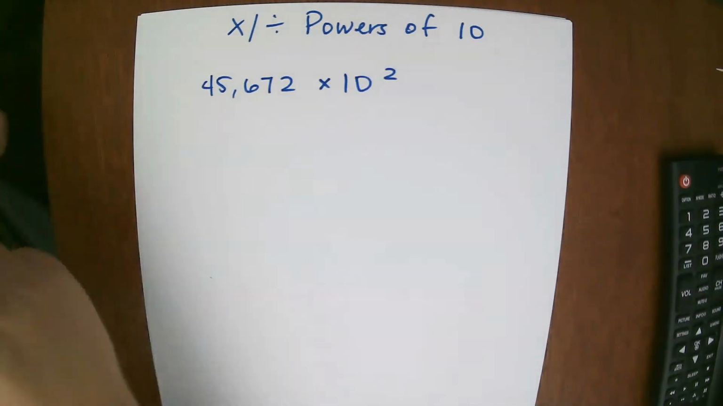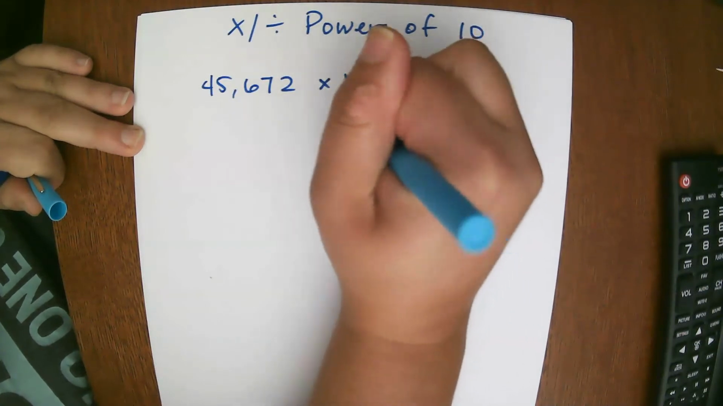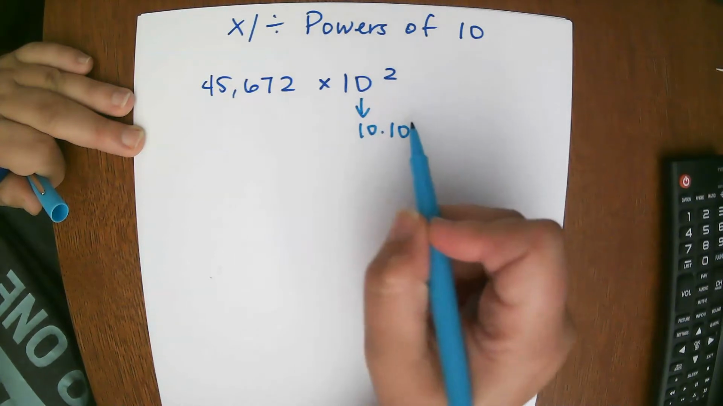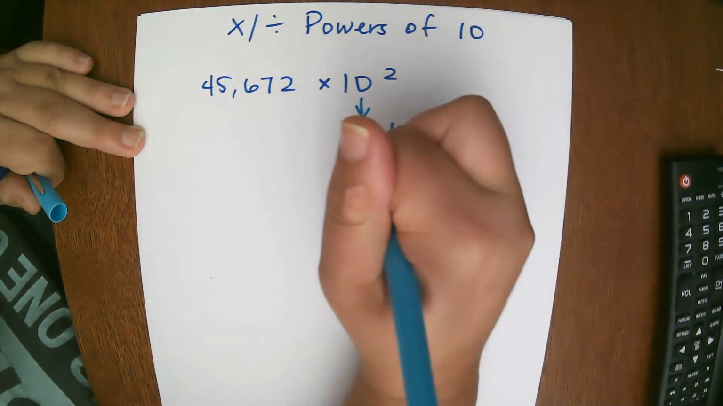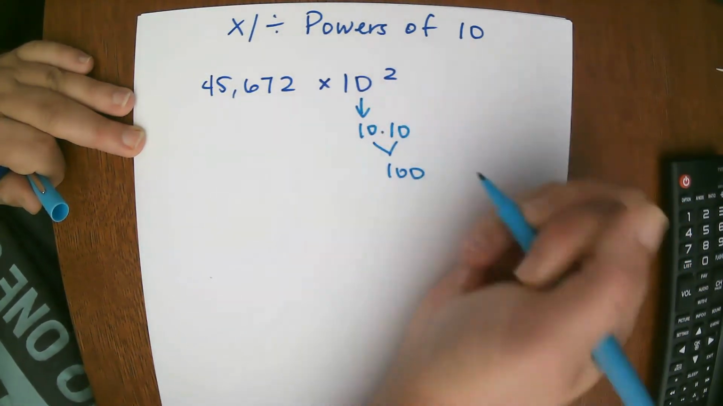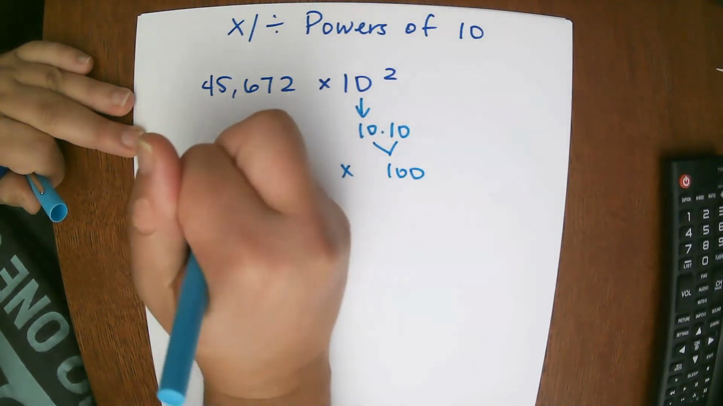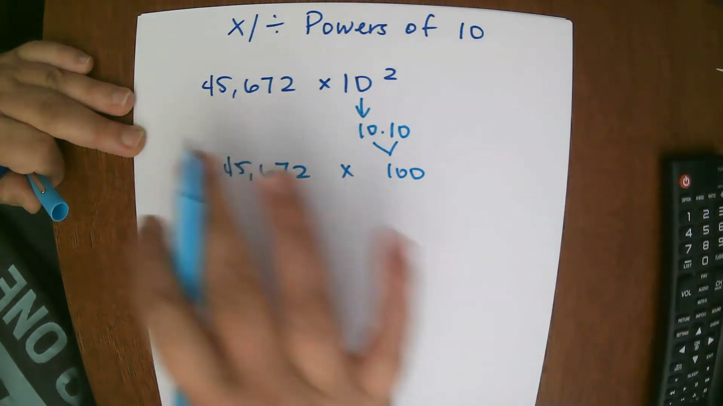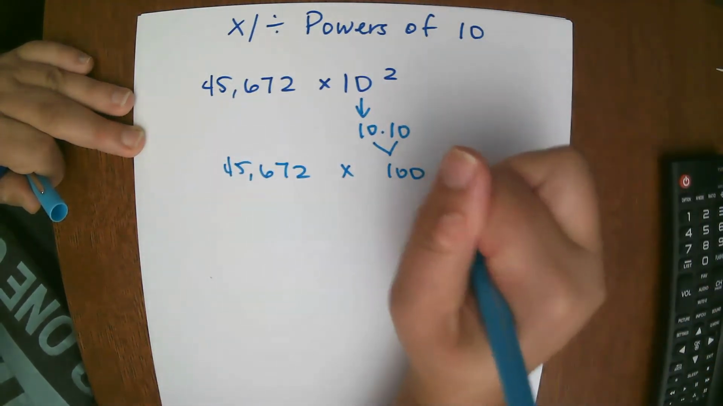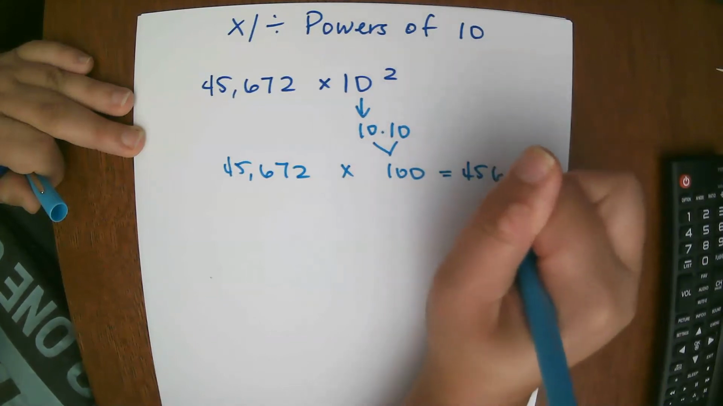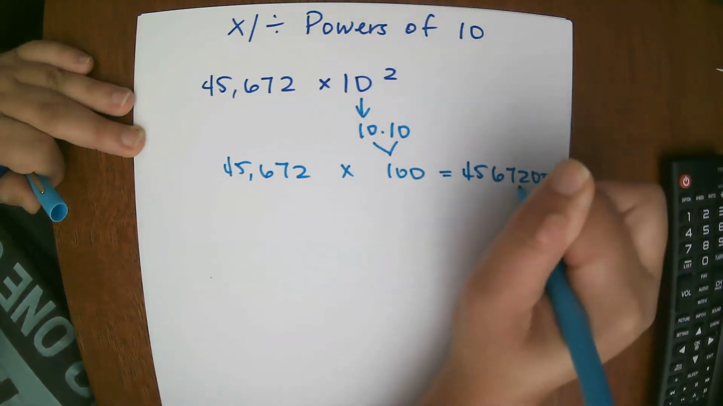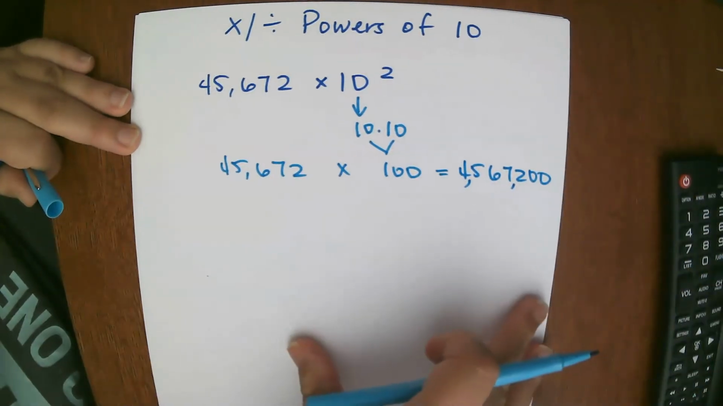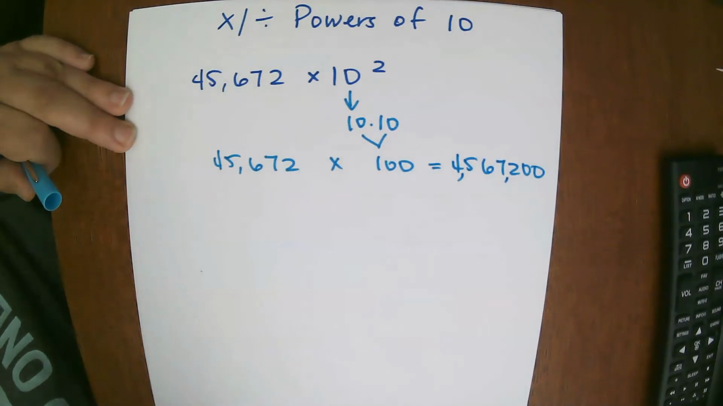Well, 10 squared equals 10 times 10, right? 10 times itself 2 times. And 10 times 10 is 100, right? So I would have to multiply 45,672 times 100. Okay, so I would multiply it all out, and it would become 4,567,200. Okay, but there's another way to do this.